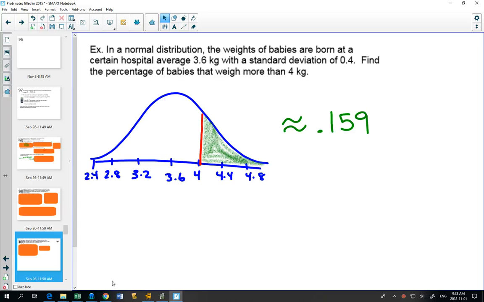Part B says, on a really busy night, 20 babies were born at the hospital. That night, 5 babies were over 4 kilograms. What are the chances of that? That's part B to this question. One night, 20 babies are born. 5 are more than 4 kilograms. 4 kilograms or more. What are the chances of that?